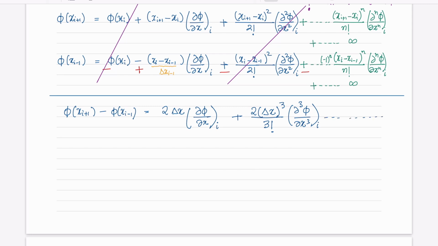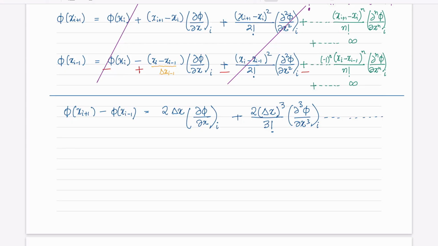I'm not going to write all the terms because my main agenda is to find out what the truncation error for this particular scheme would be. So we don't have to write all the terms, we just need to write enough terms so that we can understand where to end it. And to do that, what I am interested in is this particular term.